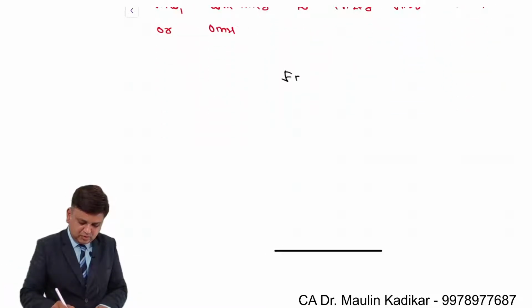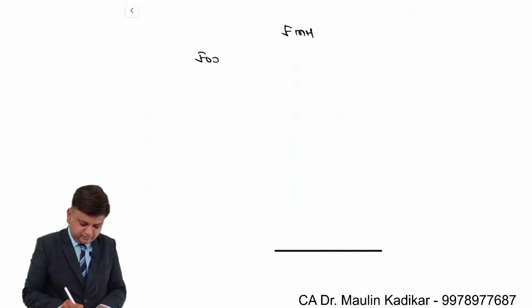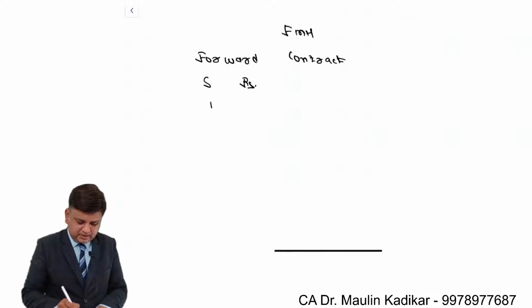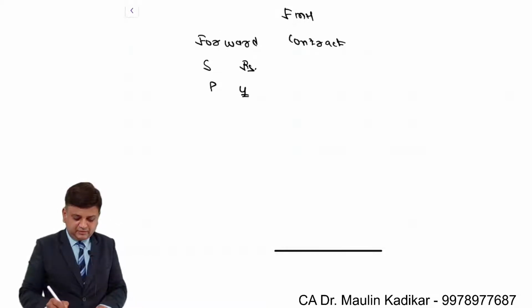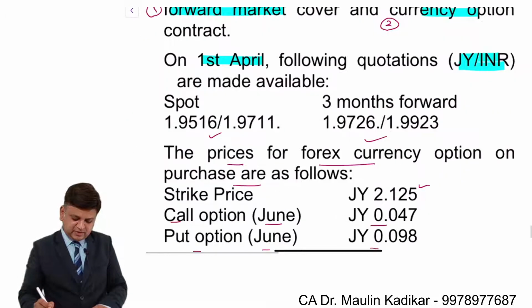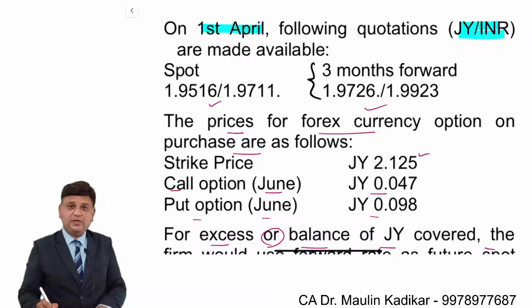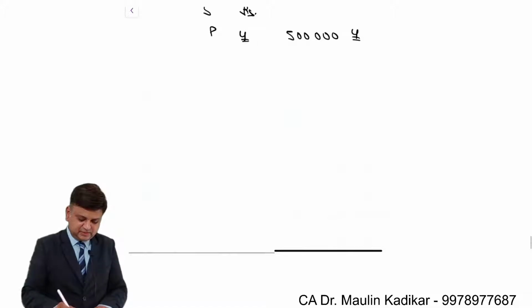Heading, write down, forward market hedge. In that, write down, forward contract is sell of rupees and purchase of yen. The amount of the yen is 5 lakhs. This is the amount of the yen which is required to be purchased. We can see that the information is provided to us regarding spot and forward. So we are required to use this forward rate for the purpose of making calculation of answer.